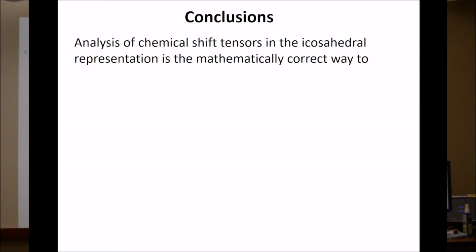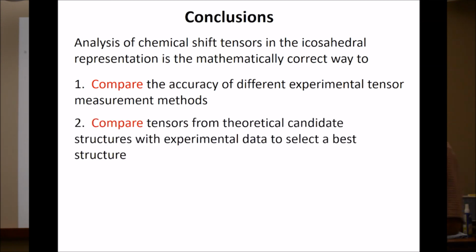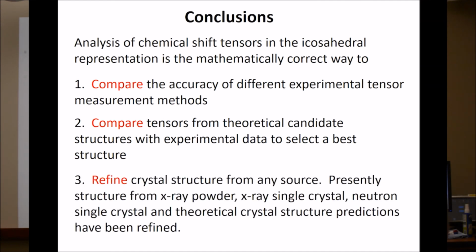In conclusion, analysis of chemical shift tensors in the icosahedral representation is the mathematically correct way to compare accuracy of different experimental tensor measurement methods. It's also the correct way to compare tensors from theoretical candidate structures from a crystal structure prediction process or another process with experimental data, with the aim of selecting a correct structure. The icosahedral method is also the correct way to do the analysis if you want to refine crystal structures from any source. Presently in my lab we refine structures from X-ray powder, X-ray single crystal, neutron single crystal, surprisingly, and theoretical crystal structure predictions.